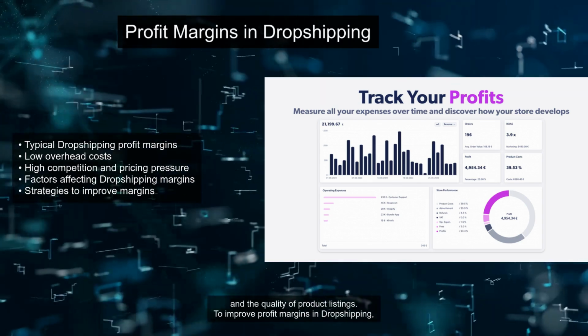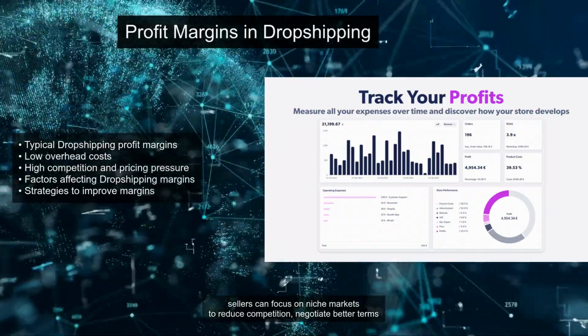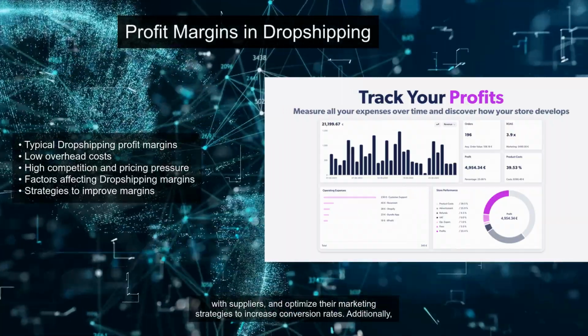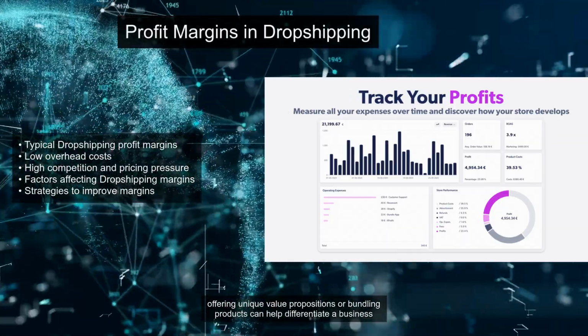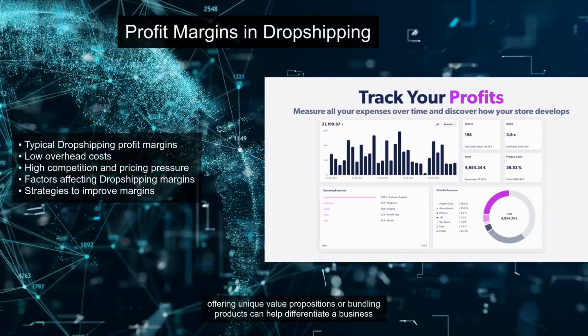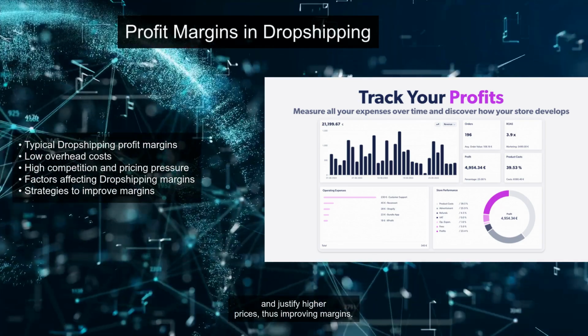To improve profit margins in dropshipping, sellers can focus on niche markets to reduce competition, negotiate better terms with suppliers, and optimize their marketing strategies to increase conversion rates. Additionally, offering unique value propositions or bundling products can help differentiate a business and justify higher prices, thus improving margins.